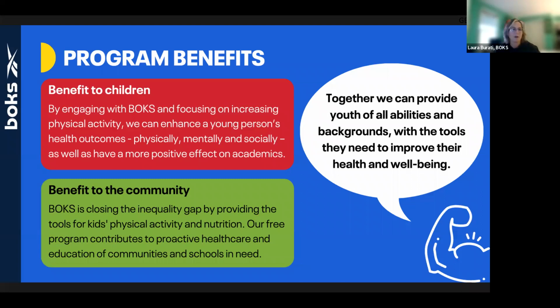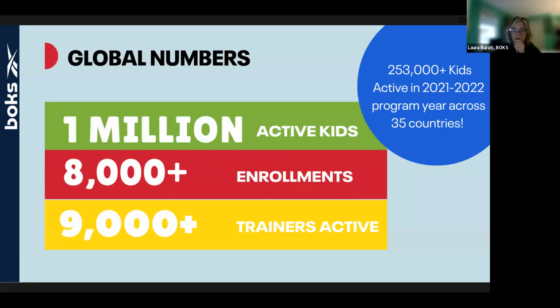Some of the program benefits. So the benefits to the kids, obviously, engaging with BOKS and focusing on increasing physical activity, we can enhance a young person's health outcomes, physically, mentally, and socially, as well as have a more positive effect on academics. The benefits to the community is we're closing the inequality gap by providing tools for kids, physical activity, and nutrition. Our free program contributes to proactive healthcare and education of communities and schools in need. So we benefit both the kids as well as the community.